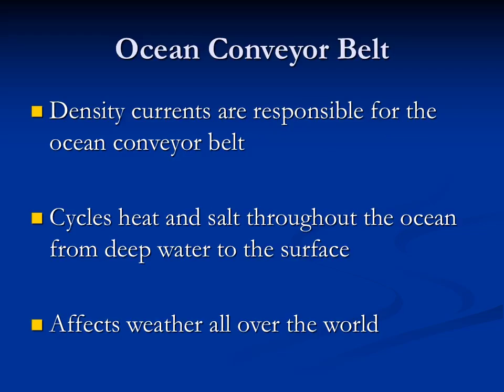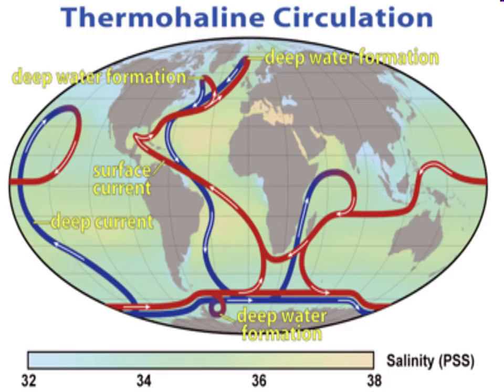Density currents are responsible for what's called the ocean conveyor belt. So the ocean conveyor belt cycles heat and salt throughout the whole world from deep water to the surface. So there's different temperatures. The deeper you go in the ocean, it gets colder. And there's different amounts of nutrients at different depths of the ocean. And so those different nutrients and different temperatures get cycled throughout the world with the ocean conveyor belt. And it affects weather all over the world.